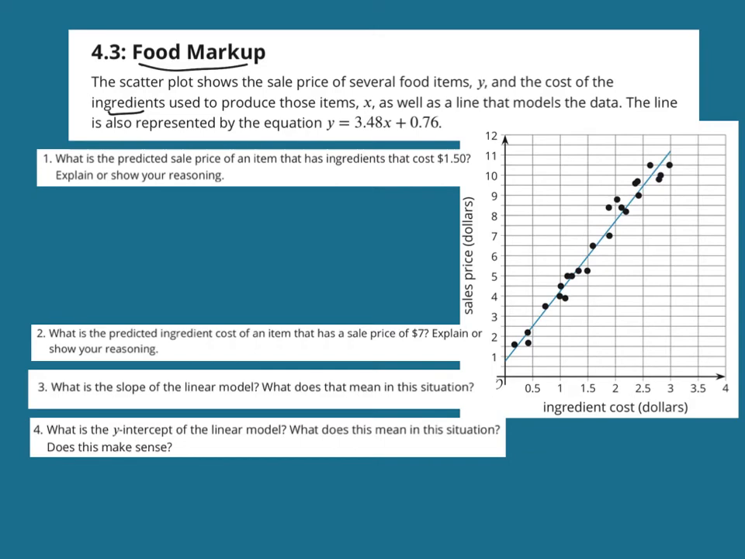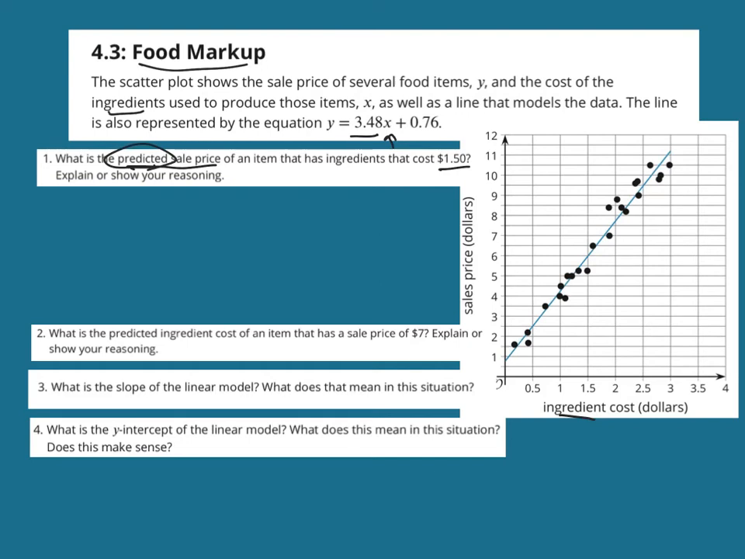So let's take a look now at the model. We have a model here that says if you had no ingredients, it's going to cost about 76 cents to make, meaning there's just some overhead to turn on the lights. So that's what that's all about. And then for every increase of one ingredient dollar, you're going to expect $3.48 of the price to go up. Okay. So what is the predicted sale price of an ingredient that has $1.50?